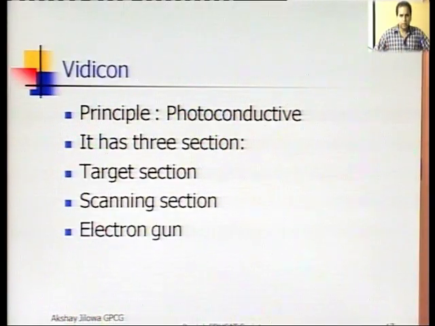Now, we will discuss the second tube, that is Vidicon. We will discuss its principle. Its principle is photoconductive, as the principle of the first was photo emission. It has three sections: target section, scanning section and electron gun.